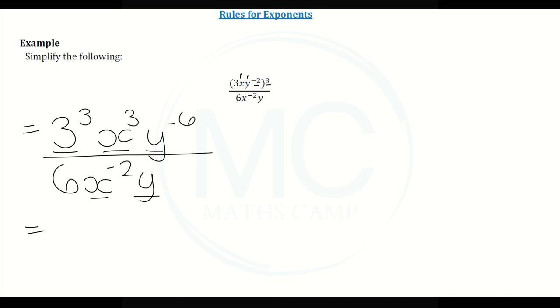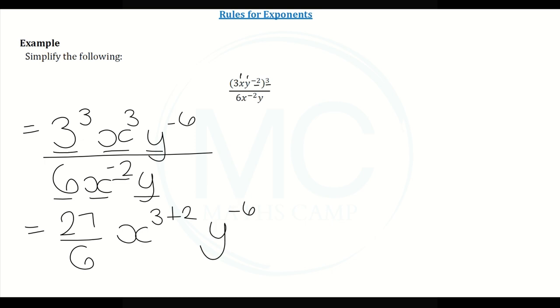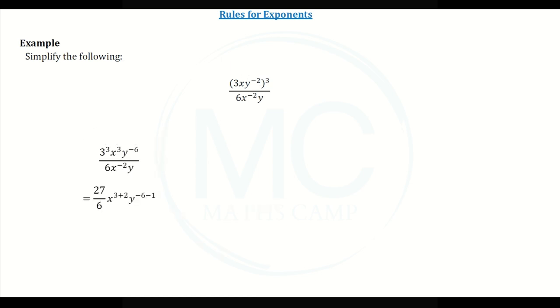3 cubed is 27. So I can say 27 over the 6 from the denominator. Then we have a base of x with an exponent of 3. Let's subtract negative 2. So minus negative 2. Then we have a base of y with an exponent of negative 6. This y in the denominator has an exponent of 1. So we say minus 1.